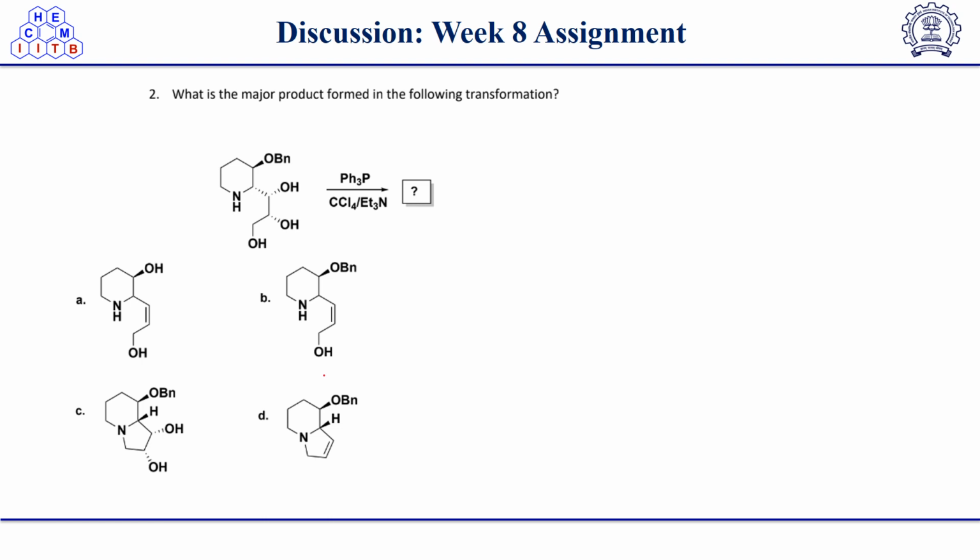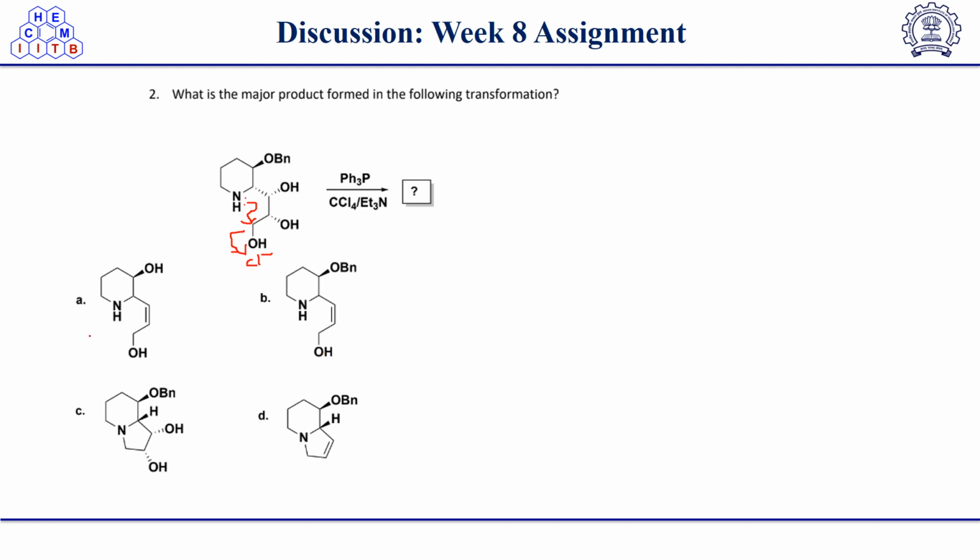So here, first this oxygen has a tendency to coordinate with this triphenylphosphine, and then the chlorine from this carbon tetrachloride will replace that PPh3O, and in place of OH it will come chlorine. Then this nitrogen lone pair will attack at this position and eliminate that particular chloride ion. So here will not be OH, here will be Cl minus. So we will get one additional ring, 1, 2, 3, 4, 5, a 5 membered ring.